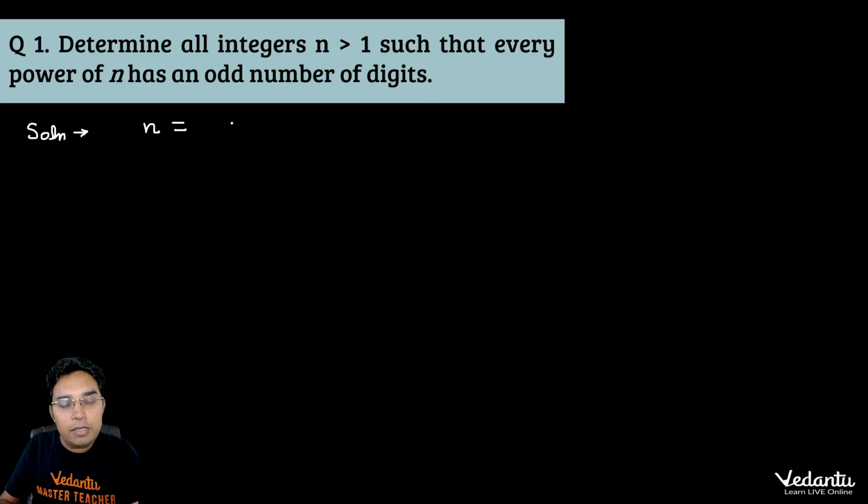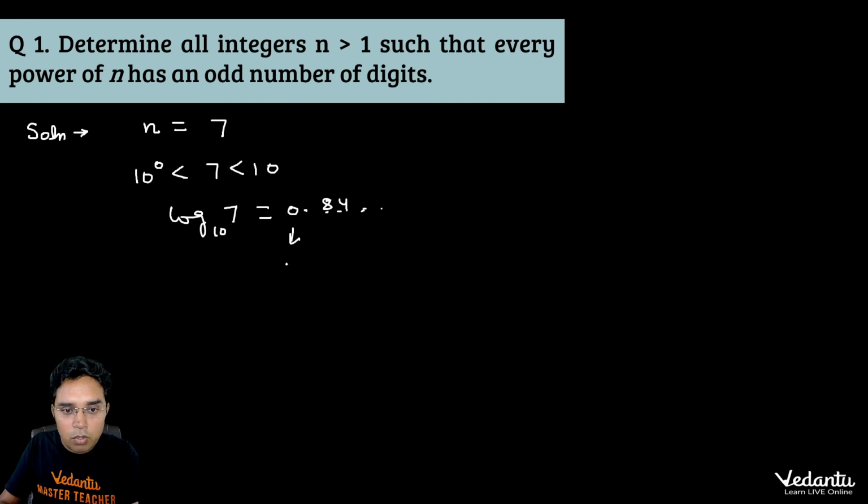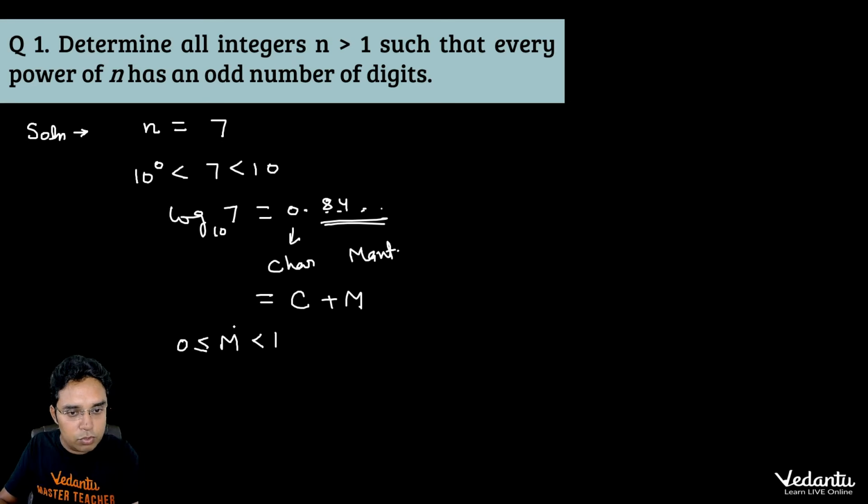Like if n is having just one digit, so let us say n has the value 7. Then you can see this 7 is less than 10 and greater than 10 power 0. So log of 7 to the base 10 will be 0 point something, I think some 84, something like that. This 0 is called the characteristic and the value after the point is called the mantissa. I can write this as C plus M, C for characteristic, M for mantissa. And here M will be less than 1 and greater than or equal to 0.